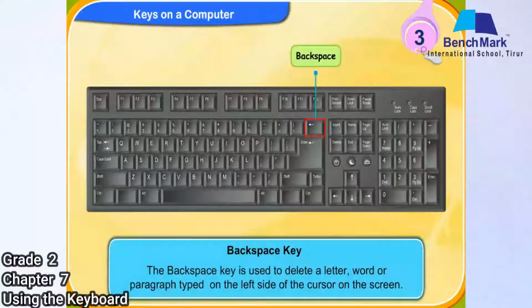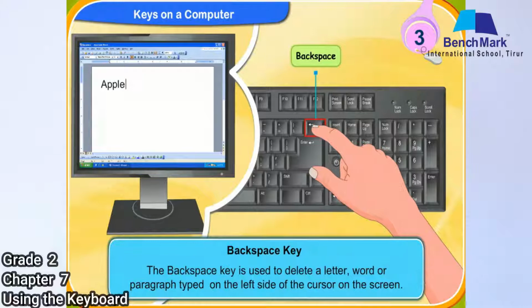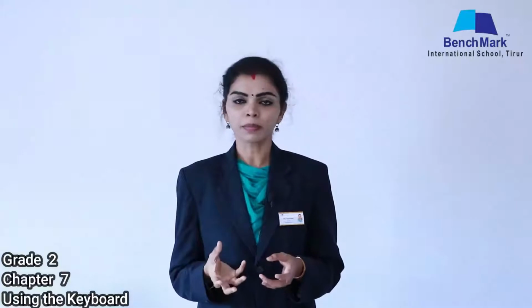Okay. So the next key that we are going to see is the backspace key. If you have typed something wrongly and you want to erase it, we use the backspace key. The backspace key is mainly used to erase character by character, that is, from right to left. It will move your cursor from right to left and erase one character at a time. So the backspace key is mainly used to erase the text that you have typed, from right to left.